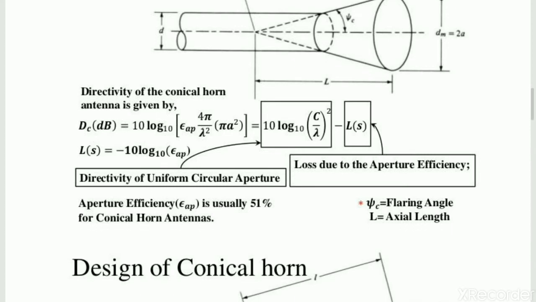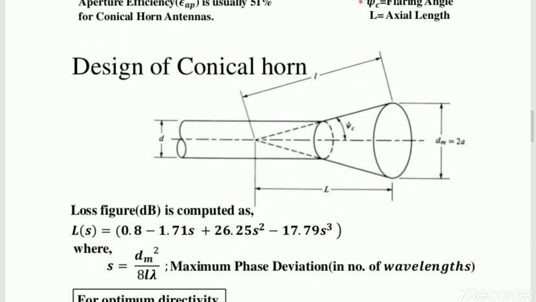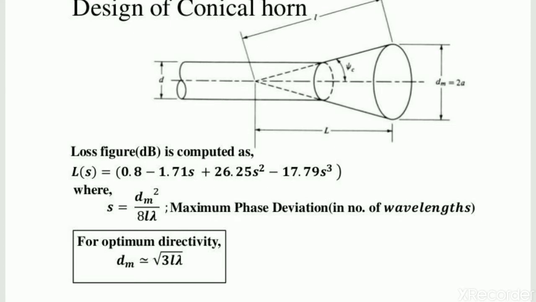So we will move forward. For the design of the conical horn, the same geometry figure is used here. So we can calculate some standard designs for the conical horn which is used to improve its directivity. As we have seen earlier in the last formula, the directivity of the conical horn totally depends upon the directivity of the aperture, or we can say the axial length and diameter of the aperture. So these are the basic dimensions which will contribute to the increase in the directivity of the conical horn antenna.